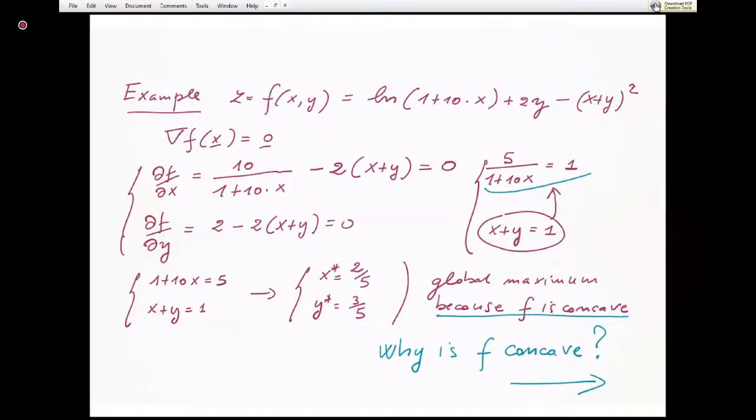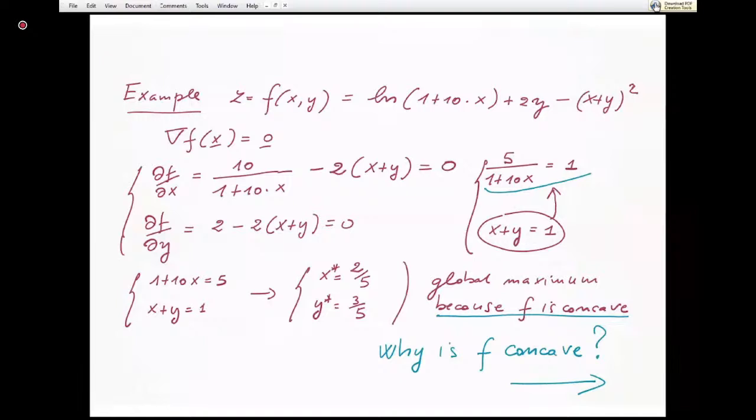But looking at general criteria would be much better, because imagine that instead of having the log of this, we have the square root of the log of this plus 5. So it's a nested structure of concave transformations. It is very easy to detect with our general criteria, less easy to check with the second derivatives. Clear?